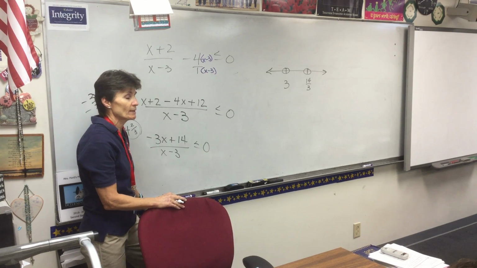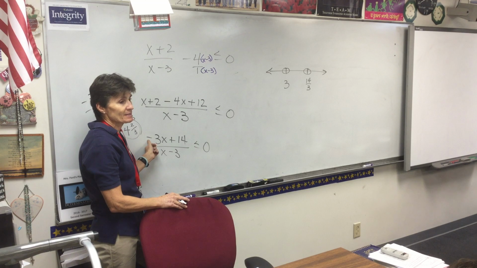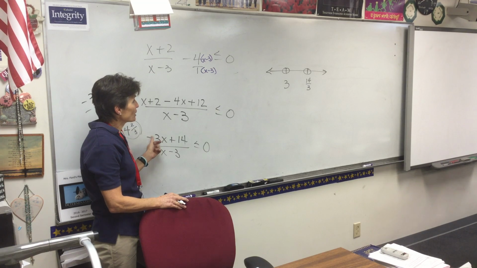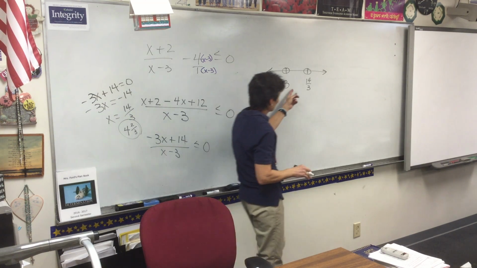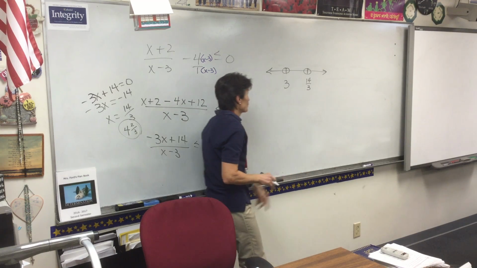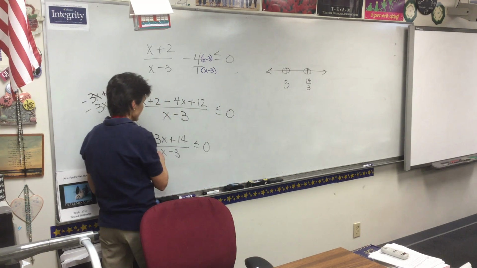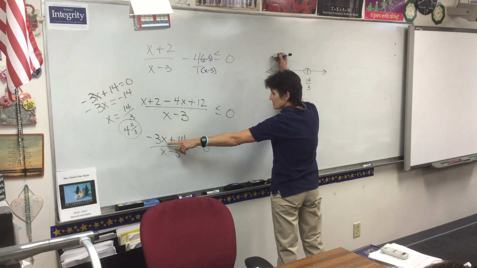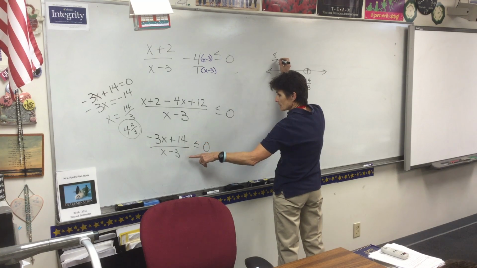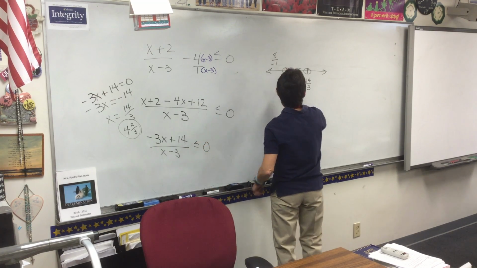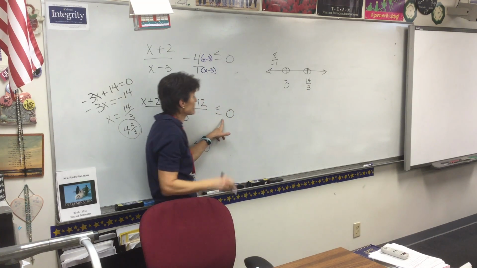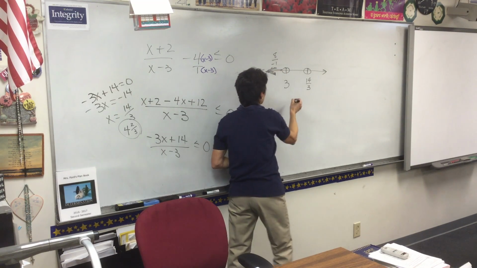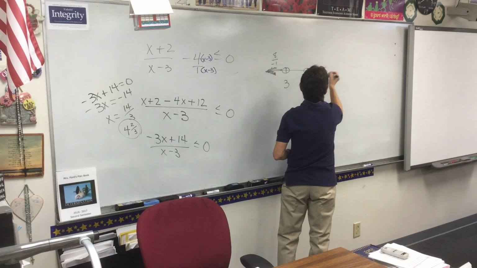Now, this is a tricky one. See that negative right there? That messes everything up. So I'm going to play it safe here, and I'm just going to pick a number. Pick any number. What's the number you want to pick here? 2? Let's put 2 in and see what happens. If I put 2 in, I get 8 on top and negative 1 on the bottom. Is that less than 0? Yes. So I shade it. And not shade it. And shade it.